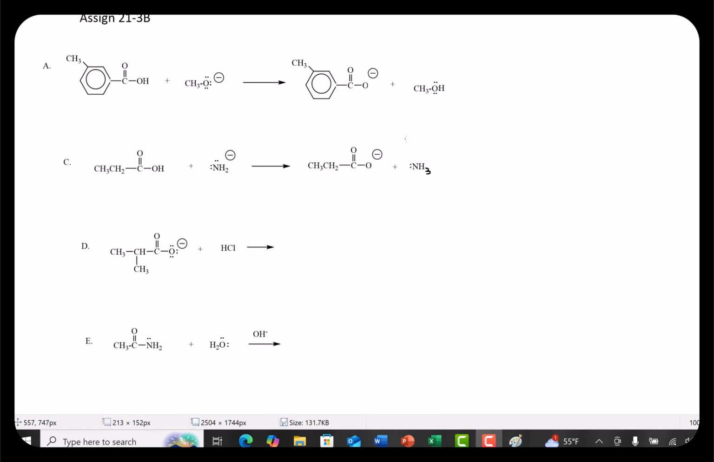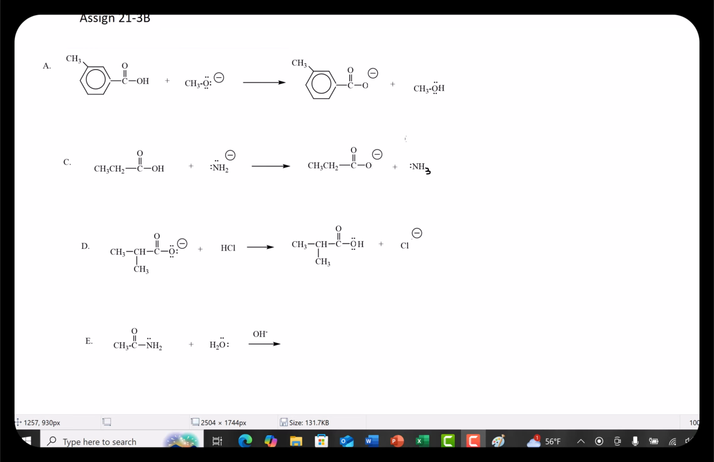Reaction D, all right, carboxylate plus HCl. Looks like acid-base to me, and so you can write the product of that. Just take the H off the HCl, bond it onto the oxygen, and that leaves chloride ion as a byproduct. Let me go ahead and write out the structures of the product for that reaction. All right, there it is.